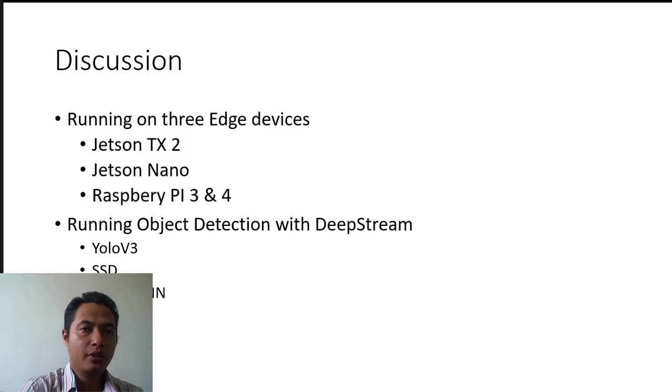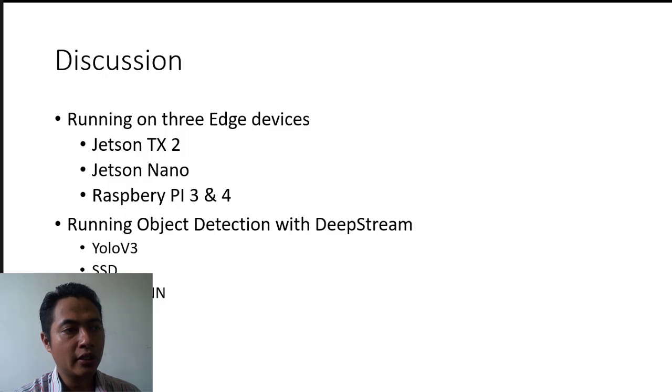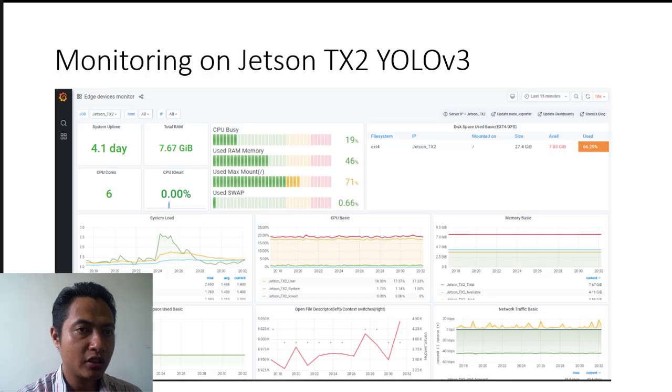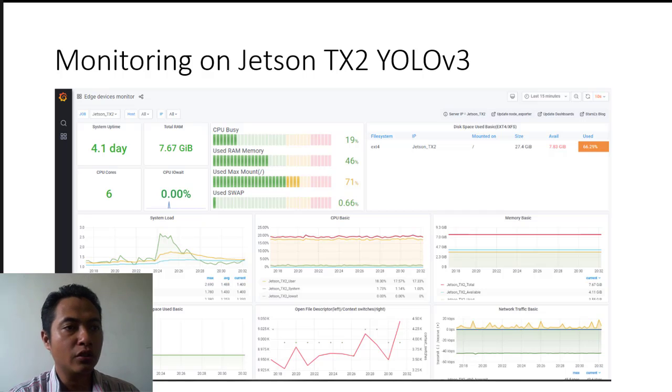In this experiment, we run some object detection. On the Jetson family, we install YOLO V3, SSD, and Faster RCNN. On the Raspberry Pi, we install VGG, MobileNet, and Inception. Okay, this is the first result, one example. This is the result of the monitoring on Jetson TX2 with YOLO V3.